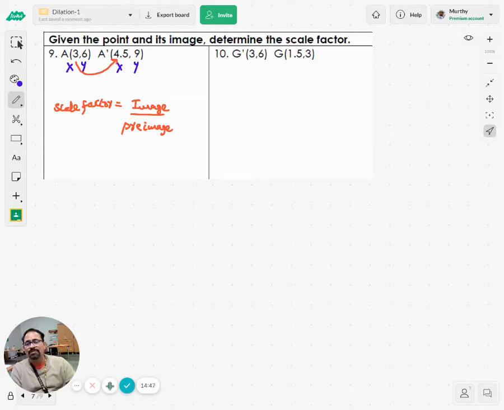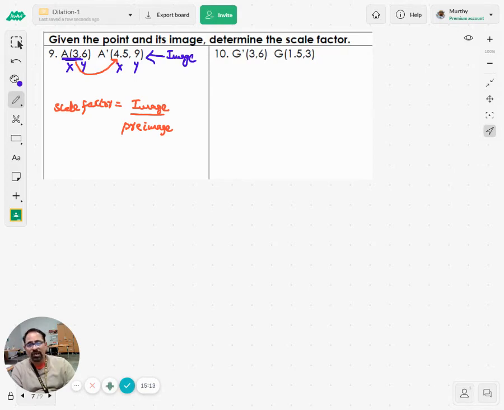So image means the final one. Oops, I'm sorry. This is the image. These are okay. Yeah, it's image value, and the first one, this is the pre-image. Point A is pre-image, A prime is the image.